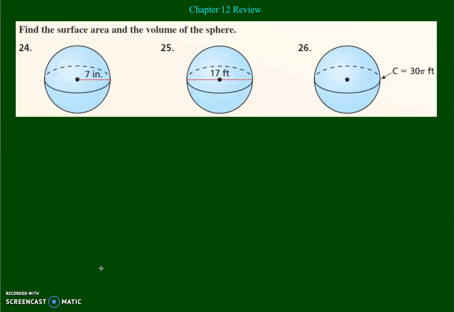This is a continuation of the Chapter 12 review with problem 25. In problem 25, we're asked to find the surface area and volume of the sphere, and we're given a sphere with a diameter of 17. So let's go ahead and begin this problem.